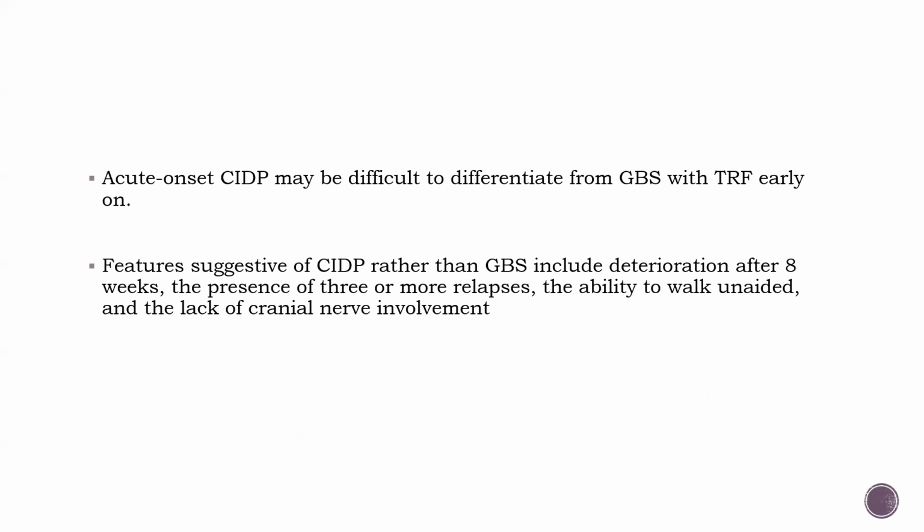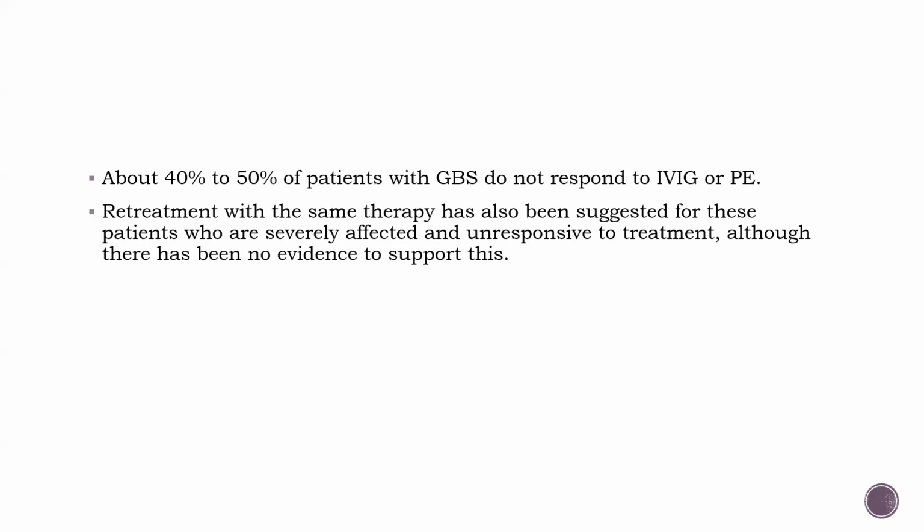Acute onset chronic inflammatory demyelinating polyneuropathy may be difficult to differentiate from GBS with TRF early on. Features suggestive of chronic inflammatory demyelinating polyneuropathy rather than GBS include deterioration after 8 weeks, the presence of 3 or more relapses, the ability to walk unaided, and the lack of cranial nerve involvement.